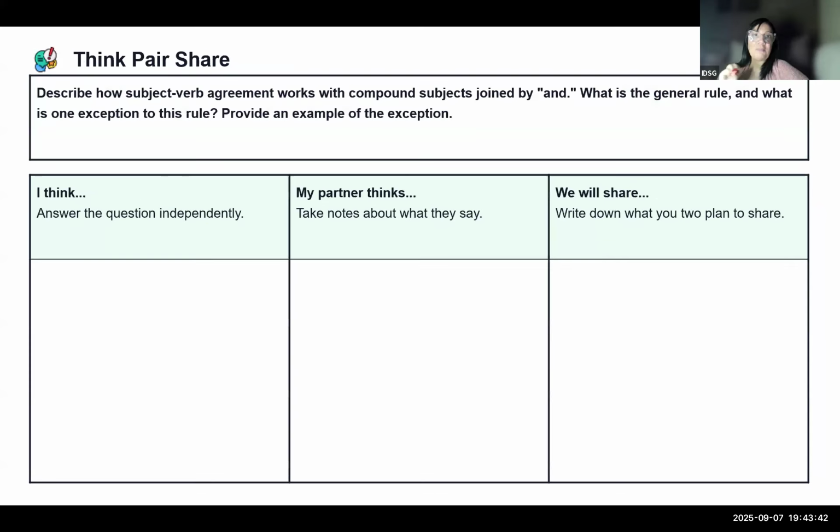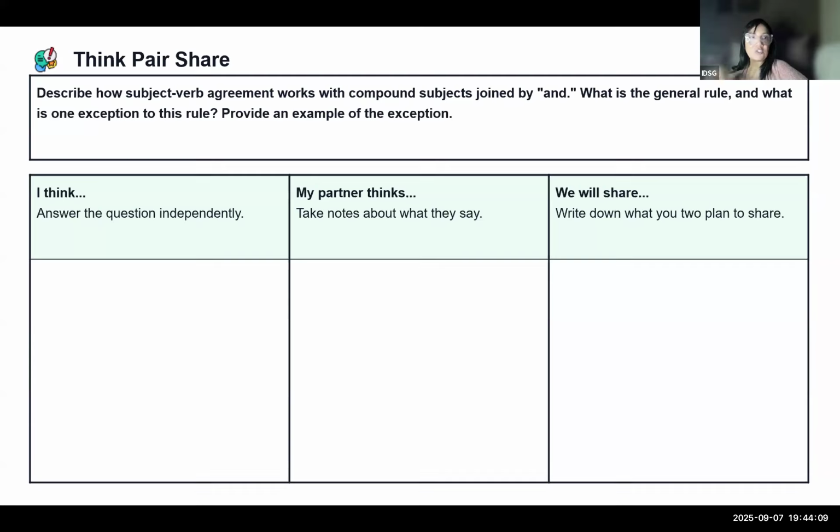Now we are going to think, pair, and share. Please stay in the same groups. I'm going to give you all the worksheet so you can describe how subject-verb agreement works with compound subjects joined by and. What is the general rule, and what is one exception to this rule? Provide an example of the exception.